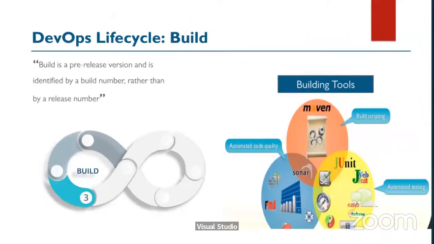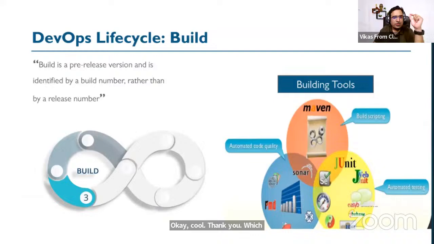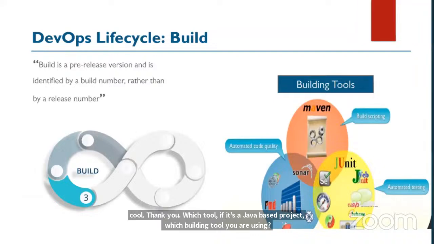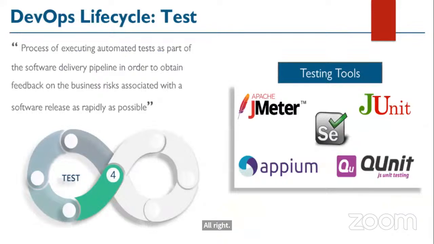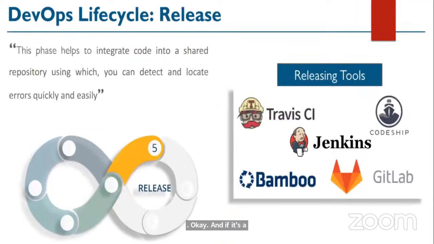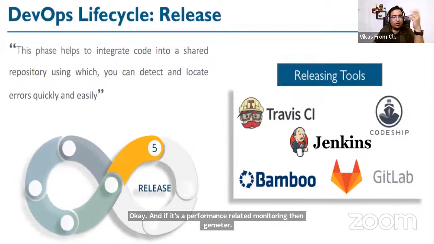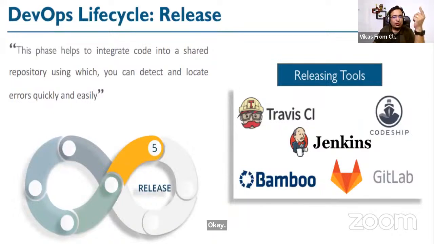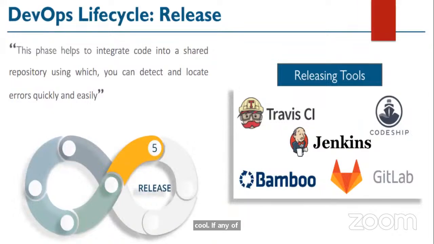If it's a Java-based project, which building tool are you using? Maven. Okay. For testing, which testing tool are you using in integration with Jenkins? Selenium. Yes. And if it's performance-related testing, then JMeter. Cool. If any release is happening, which tool are you using? Jenkins or GitLab.